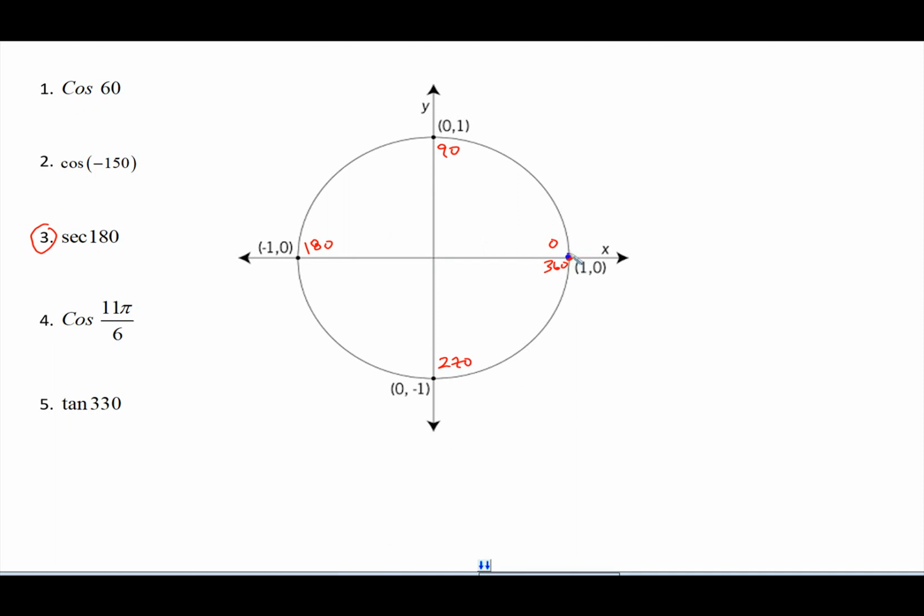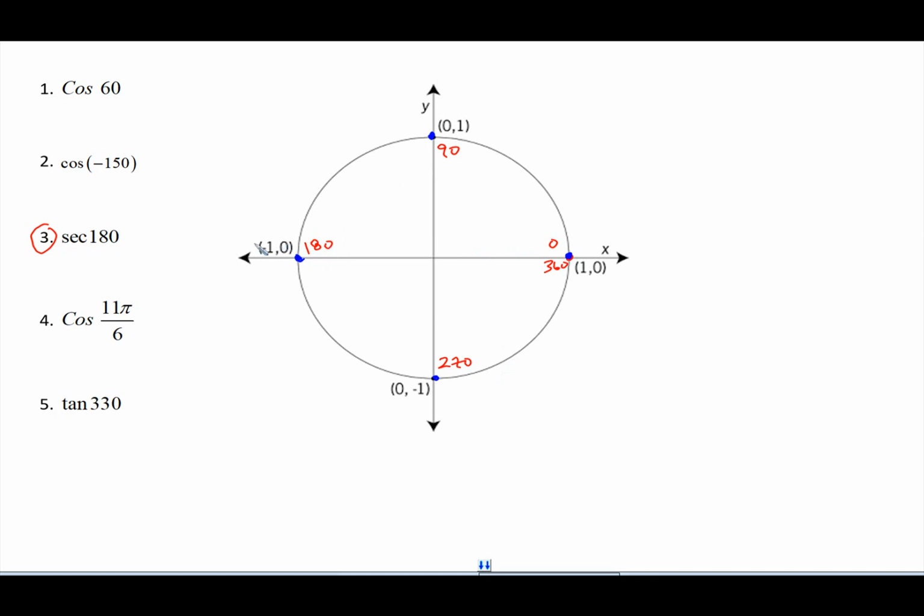At 0, the coordinates are 1, 0. At 90, the coordinates are 0, 1. At 180, the coordinates are negative 1, 0. At 270, the coordinates are 0, negative 1. So just remember at these 4 points on the unit circle, if you're ever asked to find any trig ratio at any of these angles, you don't need to make a triangle because you know what the coordinates are at these measurements.